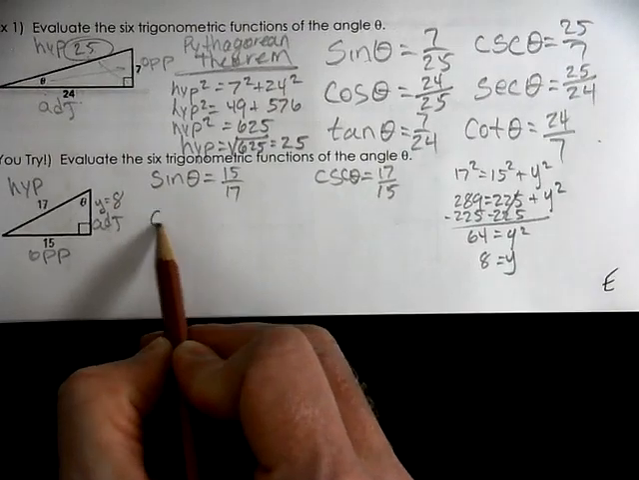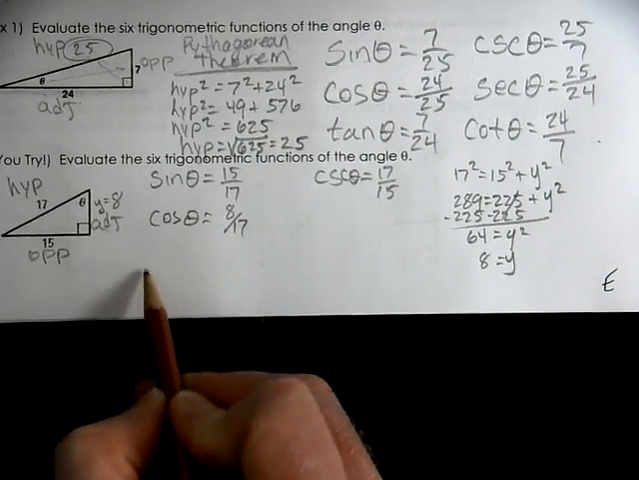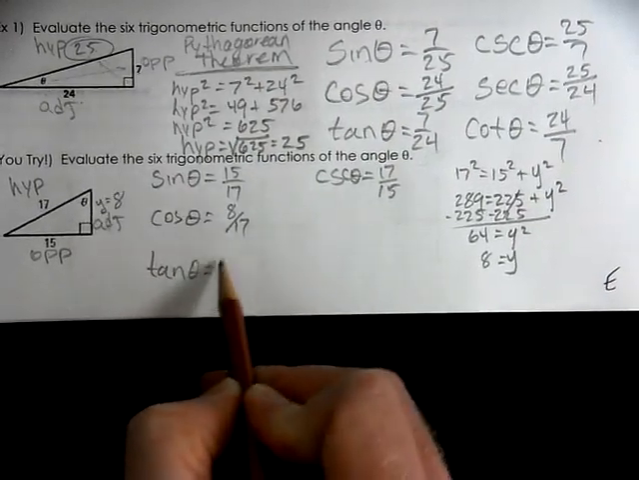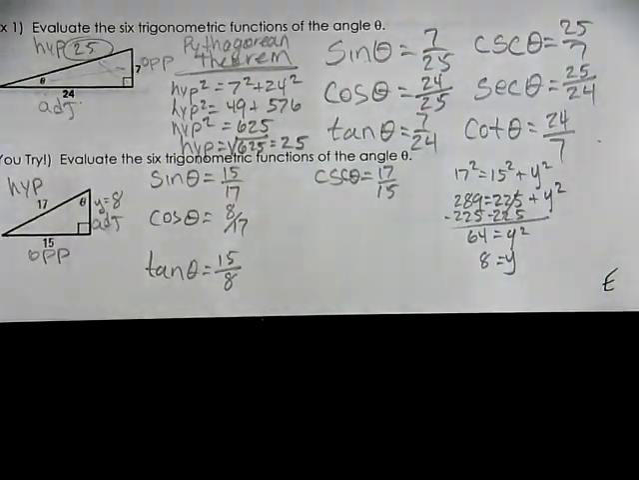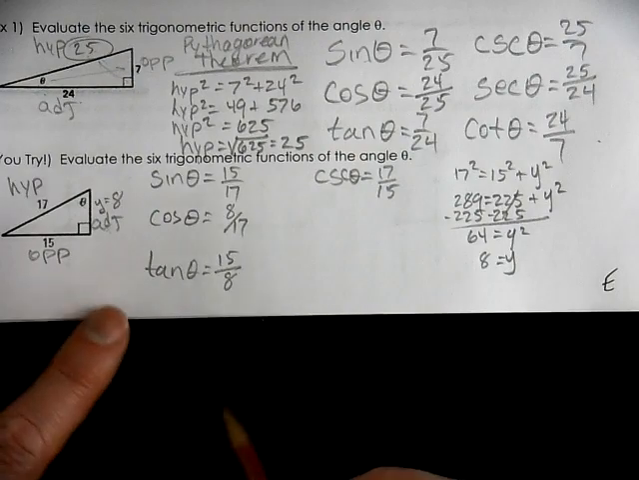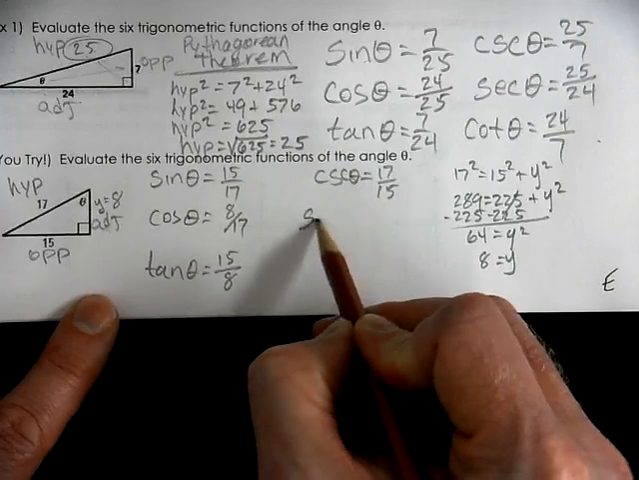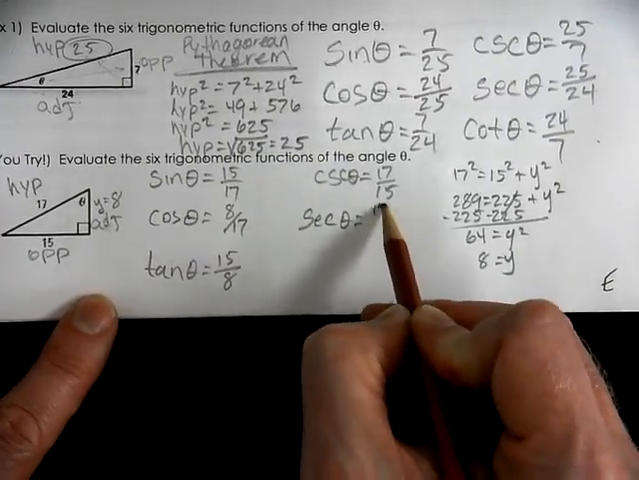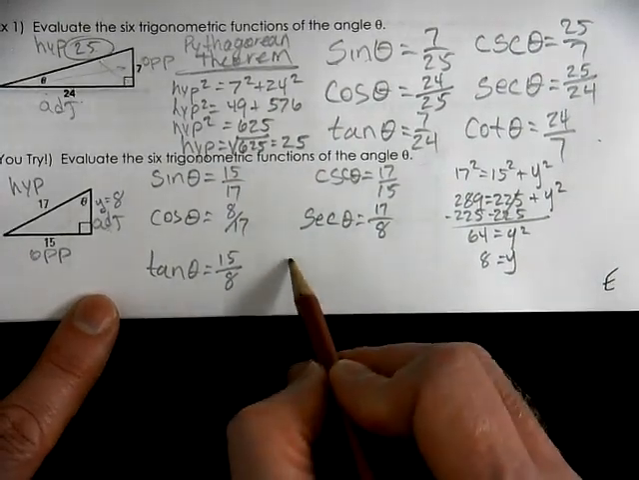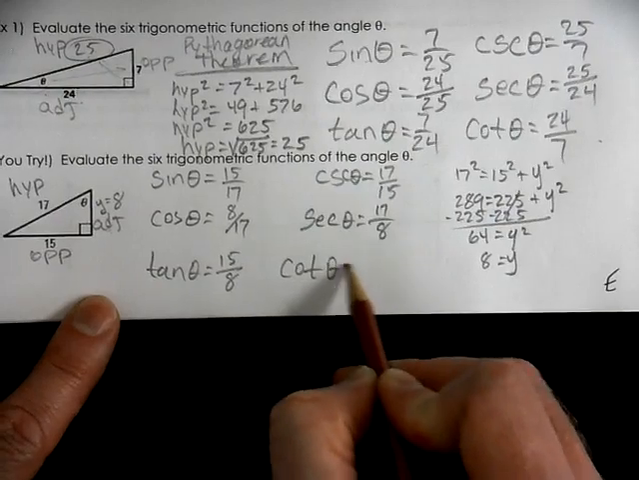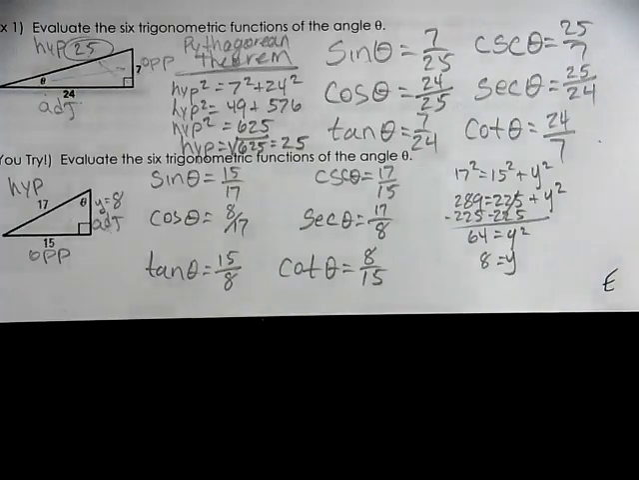So now we can do the cosine of theta, which is 8 over 17. The tangent of theta, which is 15 over 8. Opposite over adjacent. We know cosine is related to secant, and they are reciprocals of each other. And tangent is related to cotangent, and they are reciprocals of each other. And there we have it.